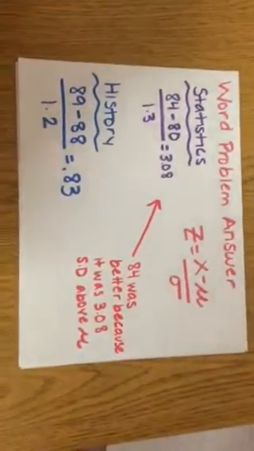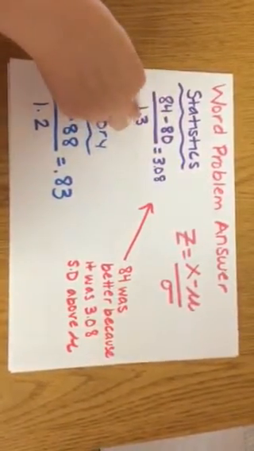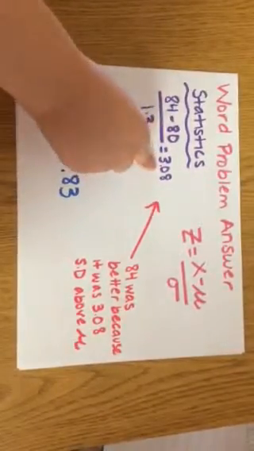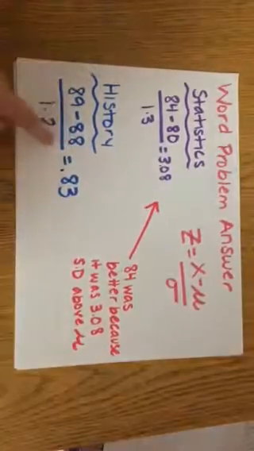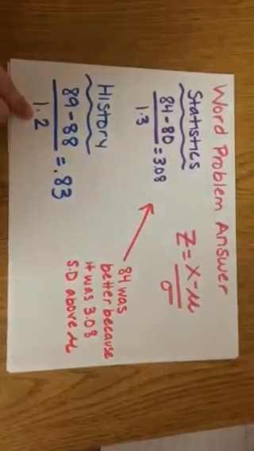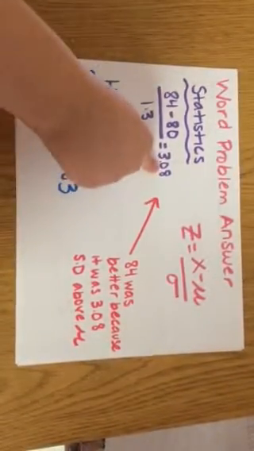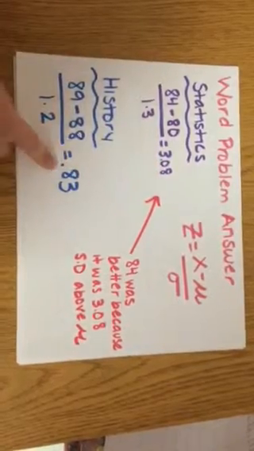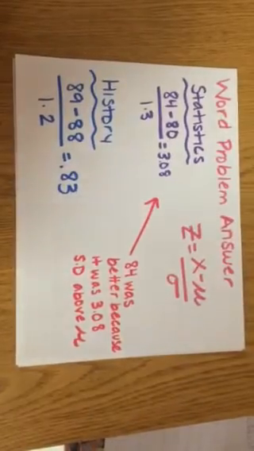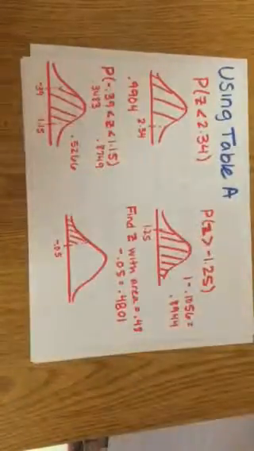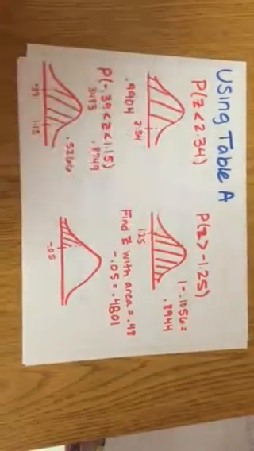If we plug in her score on her stats test, subtract the mean, and divide by the standard deviation of 1.3, we get 3.08. If we plug in her score on her history test, subtract the mean, and divide by the standard deviation of 1.2, we get the answer 0.83. Because the z-score of 3.08 is higher above the mean than 0.83, despite her higher score on her history test, she actually did better on her stats test. We can use table A to find the probability of z-scores.